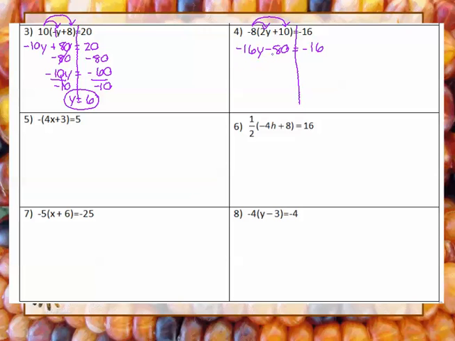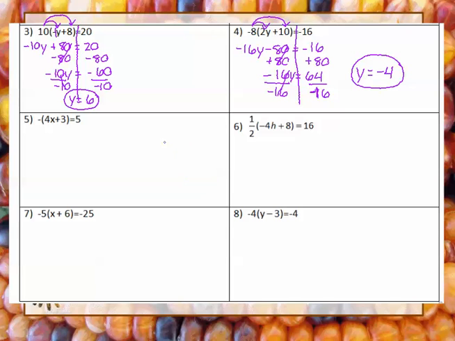Do I have any combining like terms now? Remember, distribute, combine. Do I have any combining like terms? No. So I'm going to solve like a regular equation, get rid of my constant first. So I'm left with negative 16y equals negative 16 plus 80 gives me 64. Then I'm going to divide by negative 16. And I'm left with y is equal to negative 4 for that one.